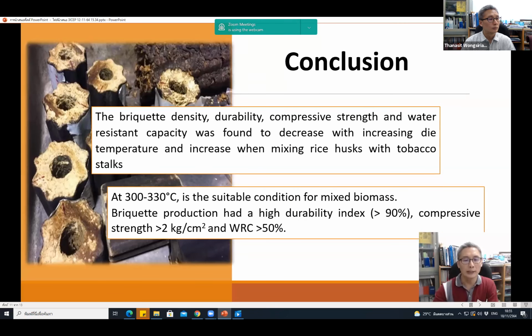Conclusion: the briquette density, durability, compressive strength, and water resistance capacity were found to decrease when increasing die temperature and when mixing the tobacco stock with the rice husk. The suitable condition for making briquettes, where we can achieve a durability index of more than 90%, compressive strength more than 2, and water resistance capacity more than 50%, is a temperature around 300 to 330 degrees Celsius.